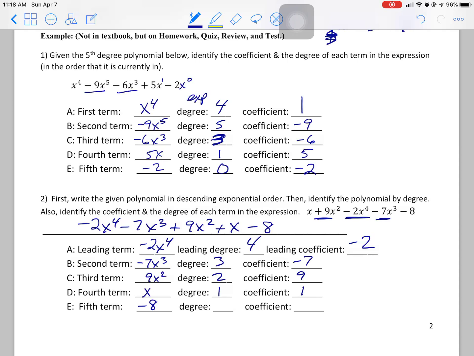The fifth term is a constant term because it has a degree of 0 and a numerical coefficient of negative 8. Remember, you just don't see it that way. That plus, that is really a 1 and a 1. Okay?